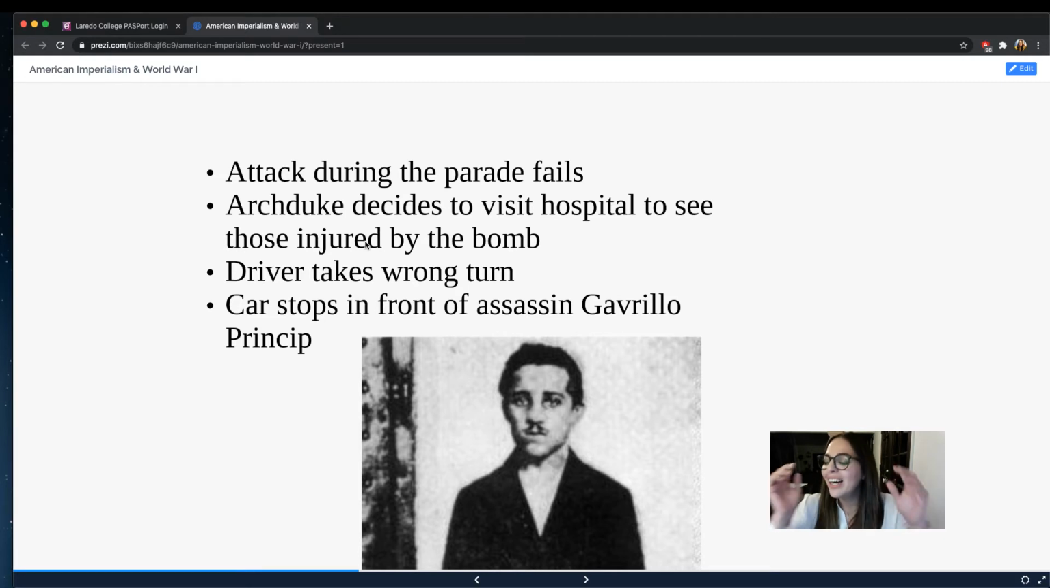So essentially what happens next is, the Archduke hears that there were people who had been injured, some civilians, and so he tells the driver, take me to the hospital, I want to see how they're doing. Again, he's a good guy, right? I mean, he's genuinely interested. And so he goes to the hospital, and Princip can't believe what happened.